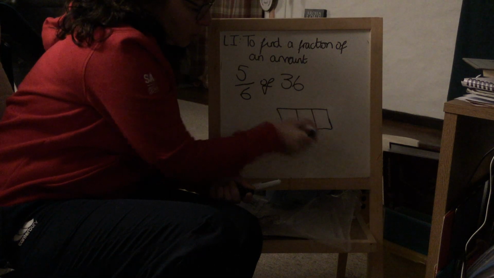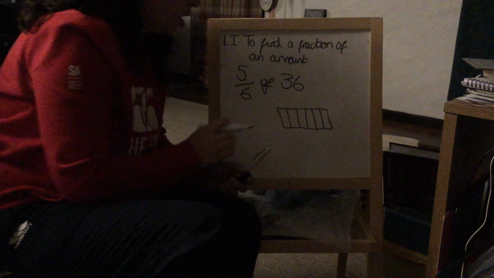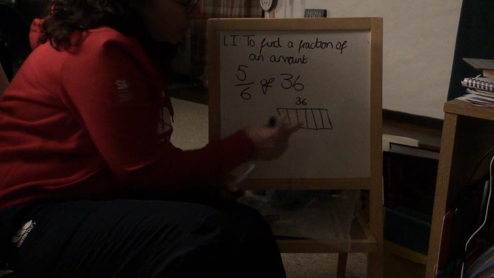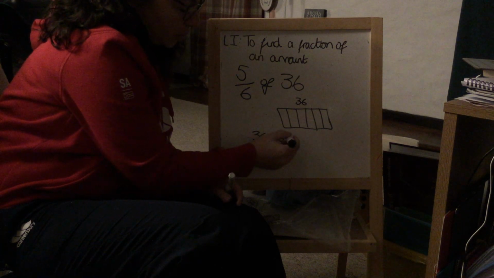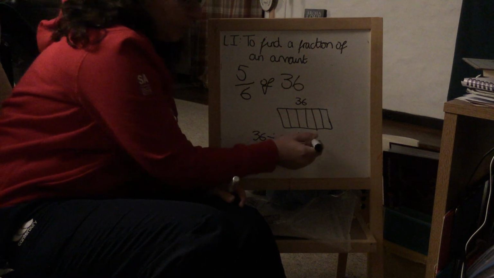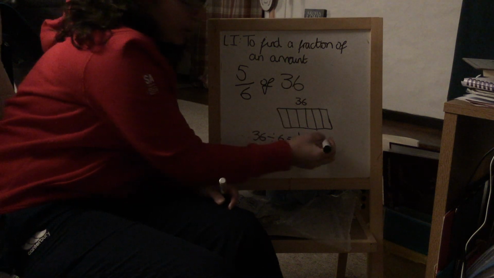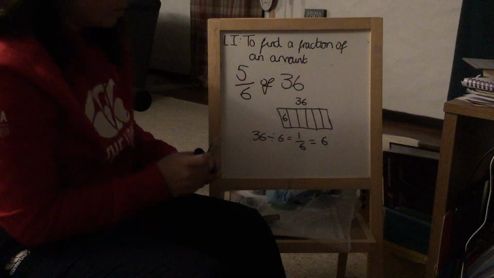Here's my bar, split into 6 equal-ish pieces. So this is 36. To find out the value of 1/6, we need to do 36 divided by 6. And we know that 36 divided by 6 is 6. So the value of this one here is 6.